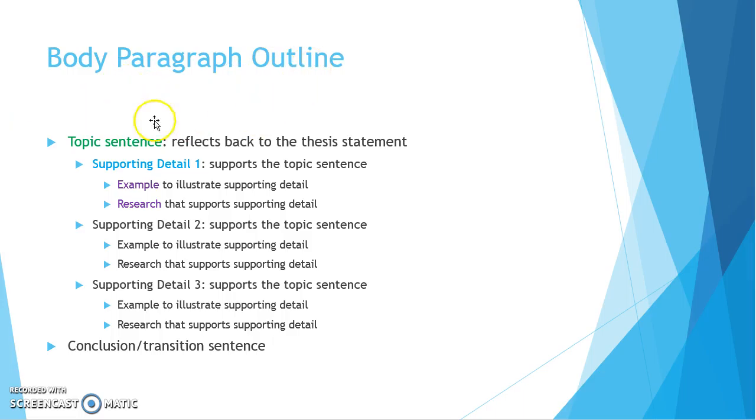Here's your body paragraph outline. So here's your topic sentence. Here's your supporting detail. For each supporting detail, you want to have some examples to illustrate that supporting detail or some research that supports that supporting detail. A body paragraph in high school and before high school is 5 sentences: a topic sentence, 3 body sentences, and a conclusion.